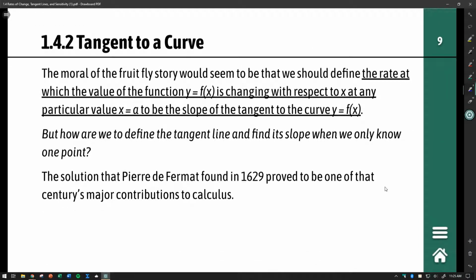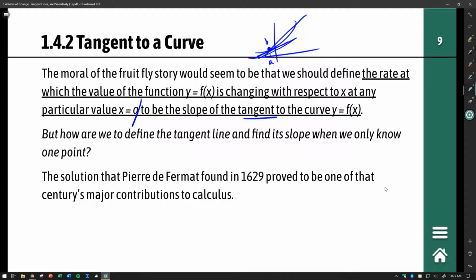The moral of the story about the fruit flies in the last video seems to be that we should define the rate at which the value of the function y equals f of x is changing with respect to x at any particular value x equals a to be the slope of the tangent to the curve y equals f of x. And that's what we saw. We saw the curve, we saw secants to the curve, and we saw that if we wanted to know exactly what the rate of change was at a particular point, in this case we call it a, we really needed to be focused on the tangent line.